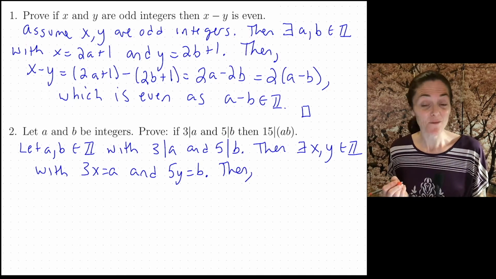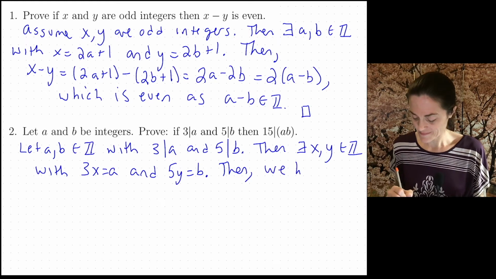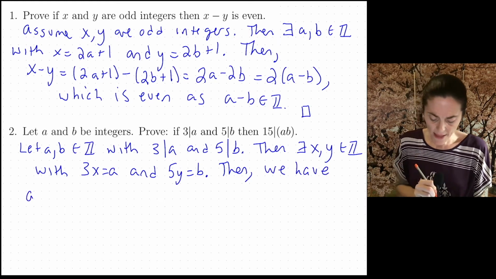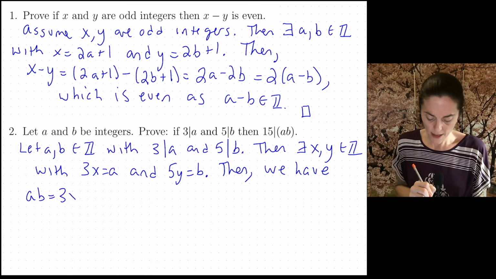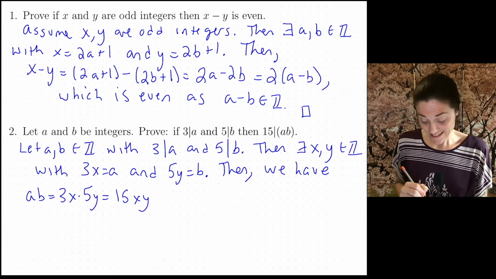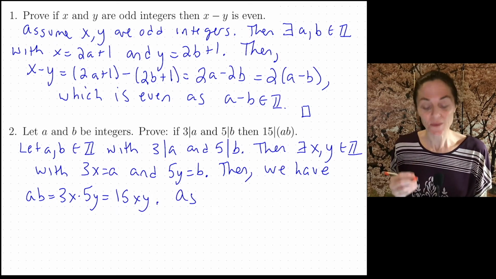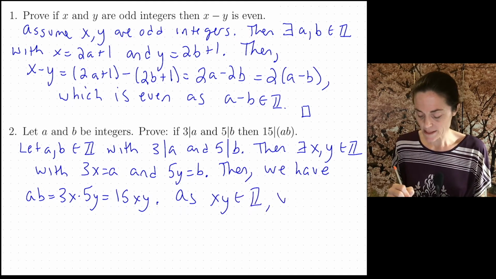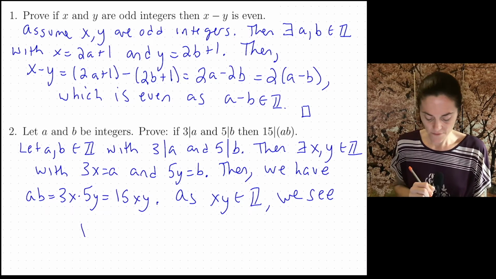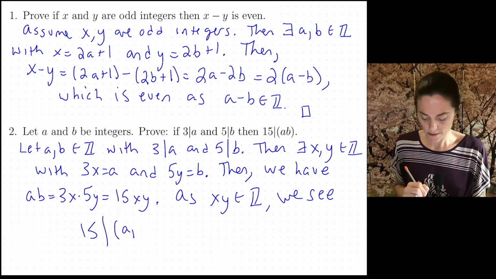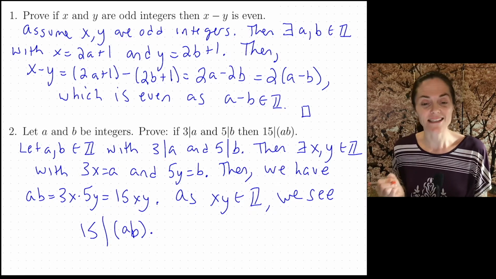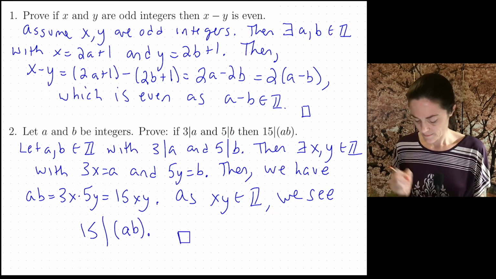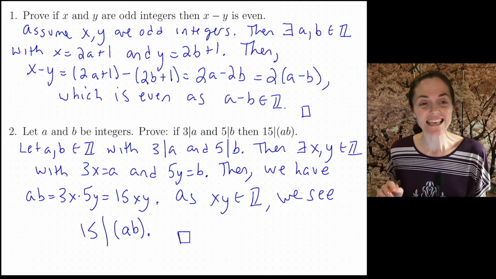Well, what do we see? If we multiply, we have that ab is 3x times 5y, and this is 15 times xy. Okay, well, we have this. We just need to make one final sentence. As xy is an integer, we see that 15 divides this product, a times b. This is the end of number 2.